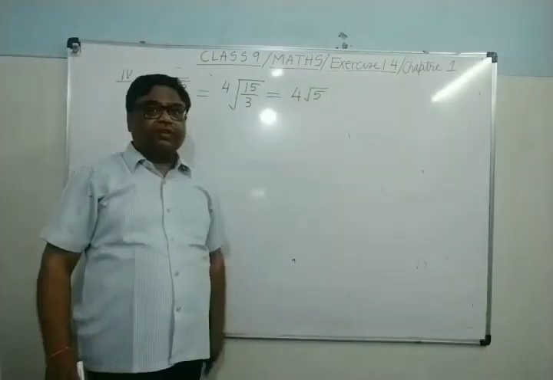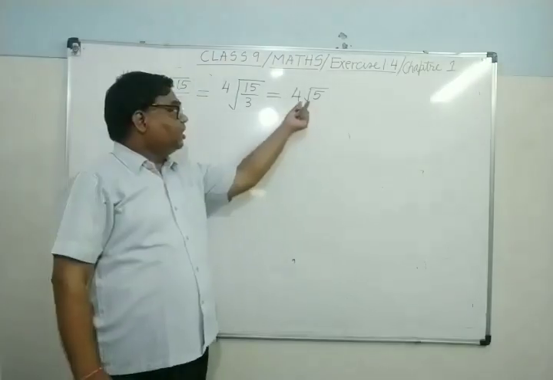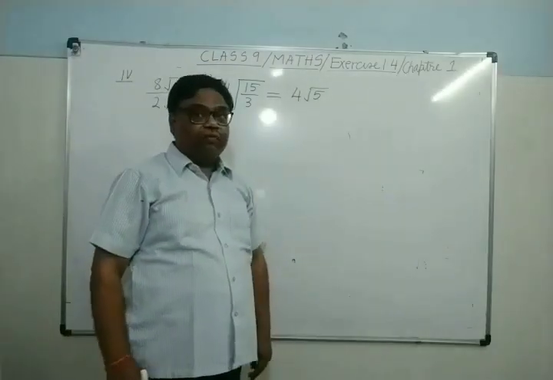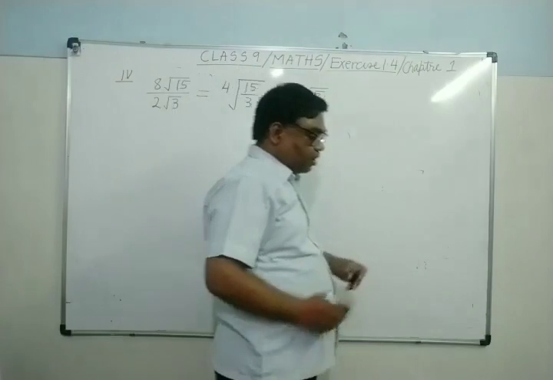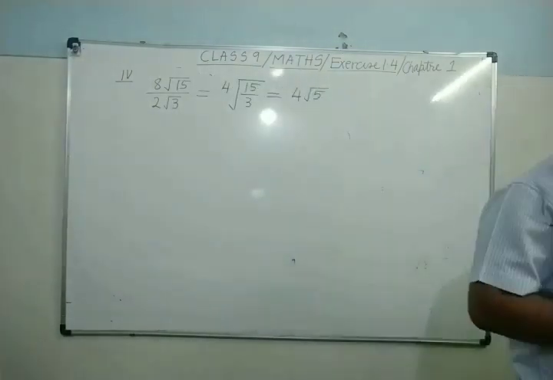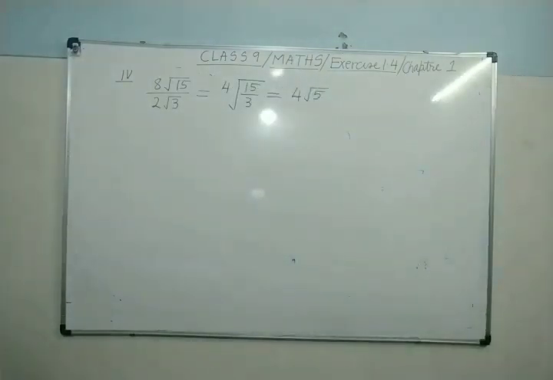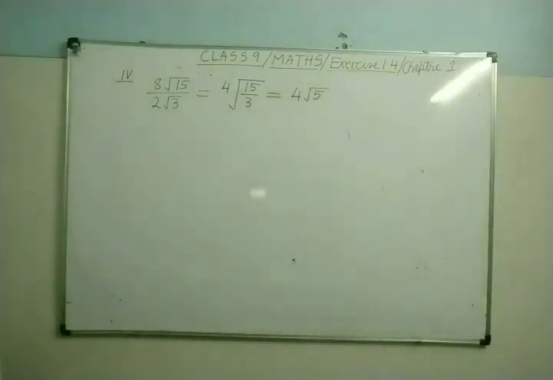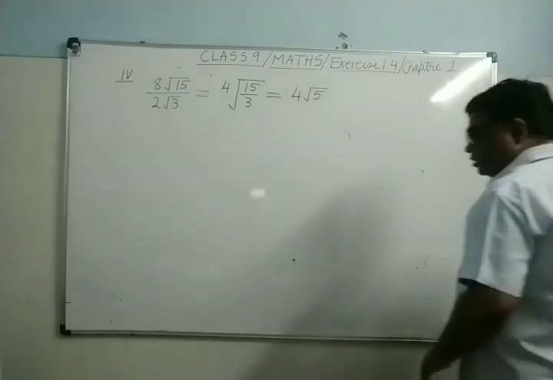Why can it not be further simplified? Because here it is the square root of a prime number. Prime number means which cannot be further factorized. It is a square root of a prime number, therefore it cannot be factorized. It's clear? Now let's see next.